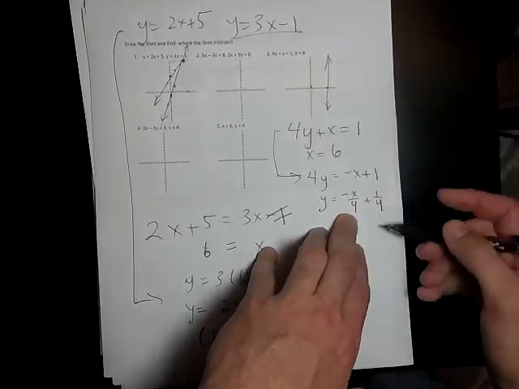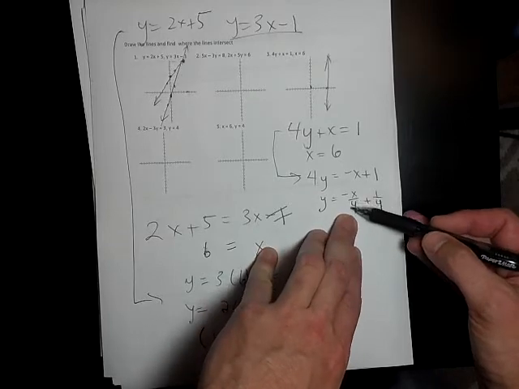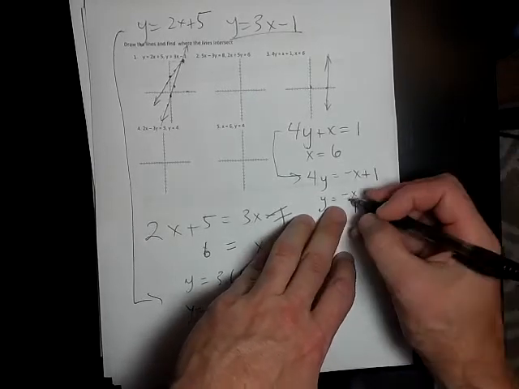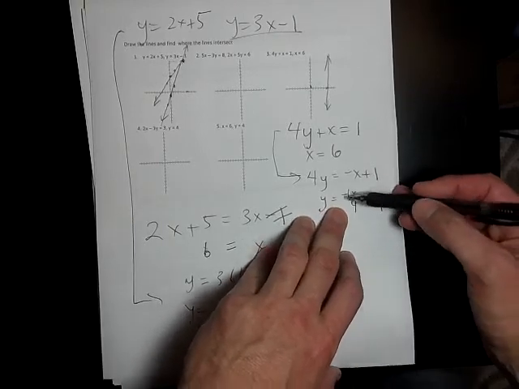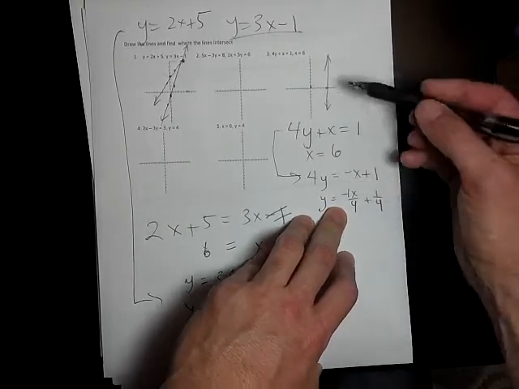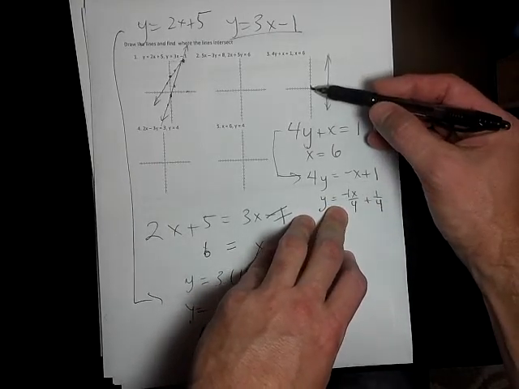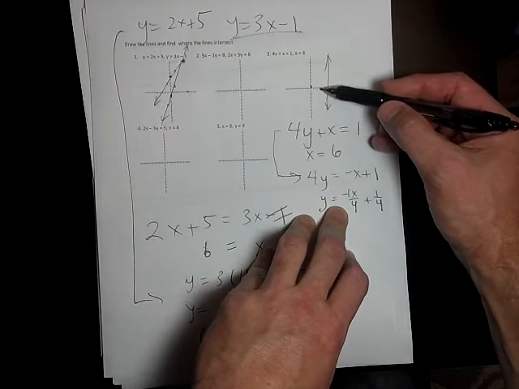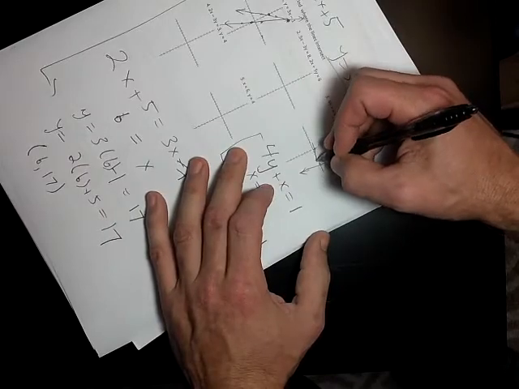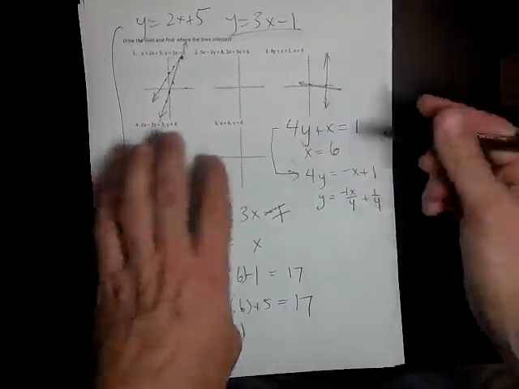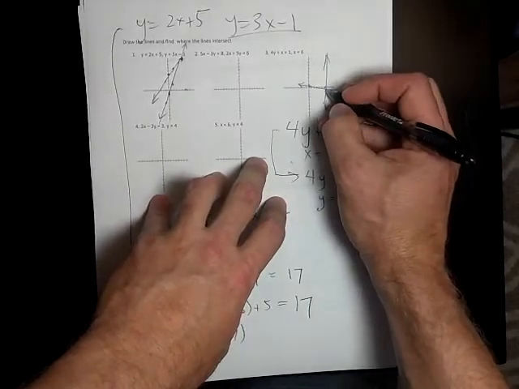And then the slope is minus 1 over 4, because there's a little imaginary 1 right there. Well, it's not imaginary, it's a 1. So the slope is minus 1 over 4, which means that it drops down 1 for every 4 that it moves over. So it's going to look something like that. So the intersection is going to happen right there.